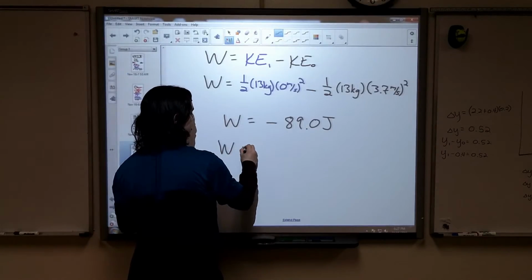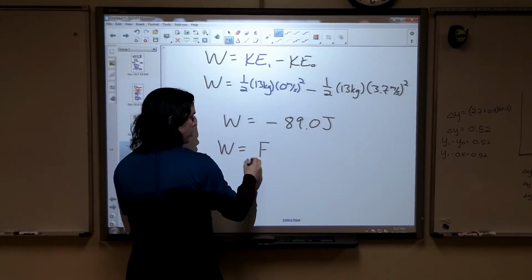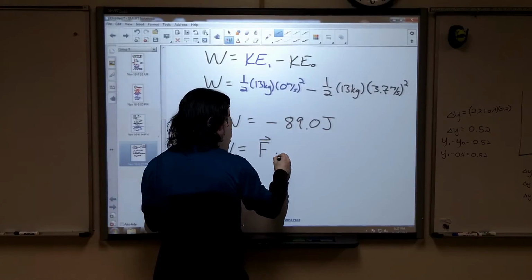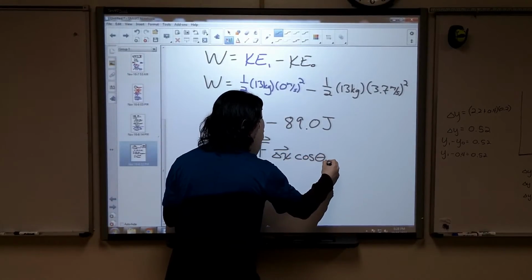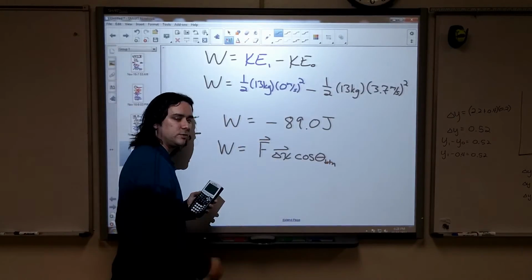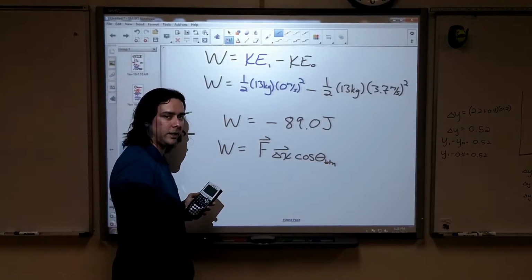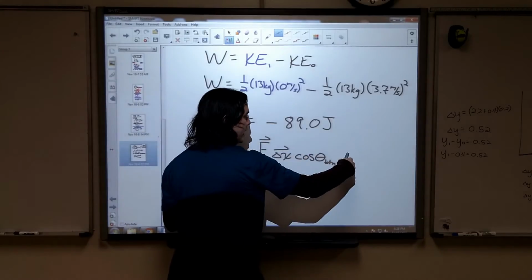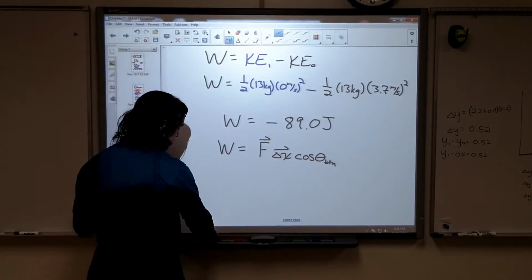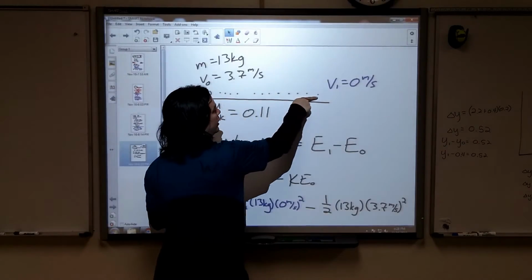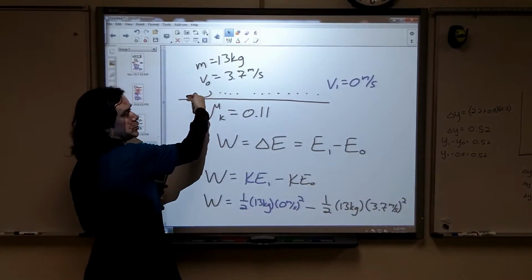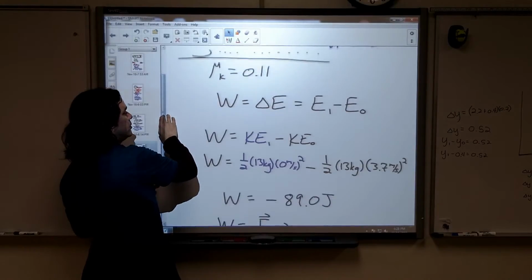And here's where we start using our next equation. Work is also the force times the displacement times cosine of the angle between them. Well, hey, the displacement is actually what we're looking for, how far the thing goes. Now, it's going to the right, and which way is our force? The sled is moving to the right the way that I've drawn it, but the force of friction is actually going to oppose that. My force of friction is going to be to the left.